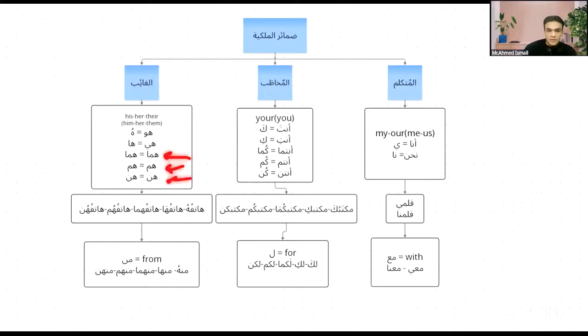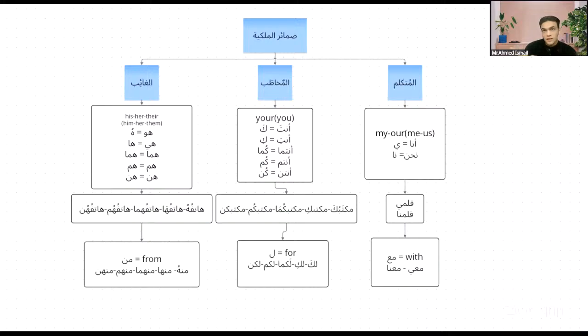Huma means they, their, or them for two persons. Hum means their, they, or them for three or more males. And hunna means they, their, or them for three or more females. I know maybe it's confusing, but it's so simple. If I want to say, for example, they are Ahmed and Maryam, I would say هما أحمد and Maryam, or Ahmed and Maryam.